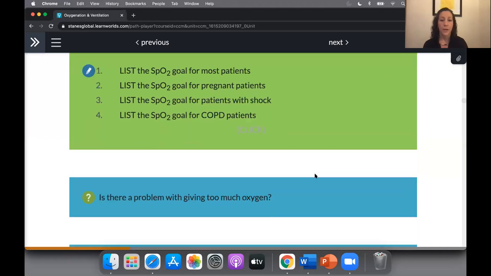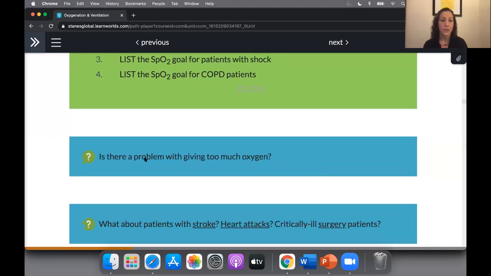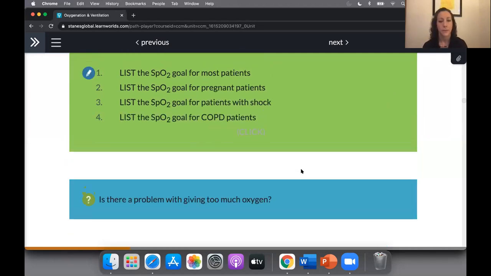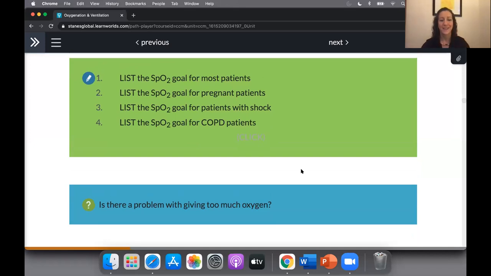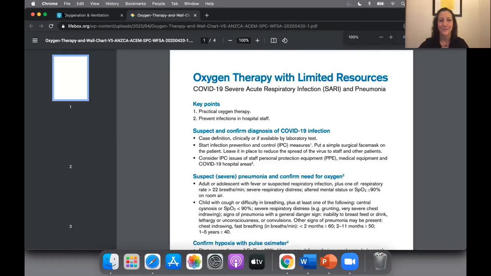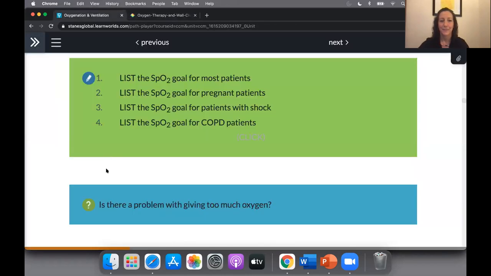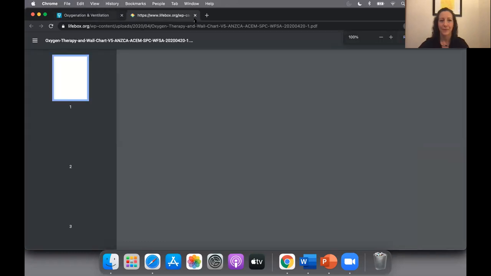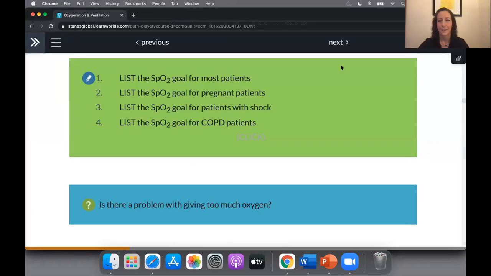And so that leads us to our next question, which is: is there a problem with giving too much oxygen? Yes or no? And I think I've already told you the answer. Yes, there is a problem with giving too much oxygen, isn't there? Everyone agrees. We don't want to give too much oxygen. So let's see if we have evidence for that.